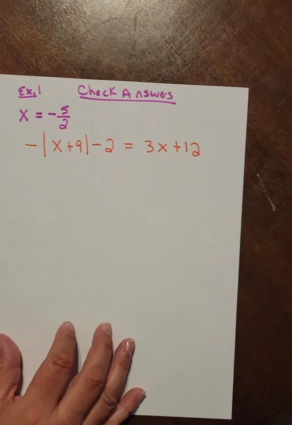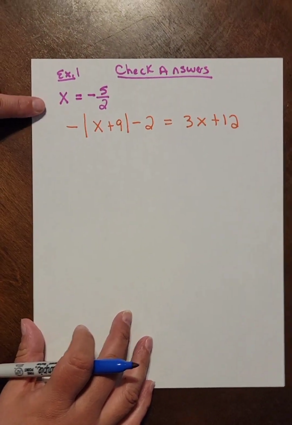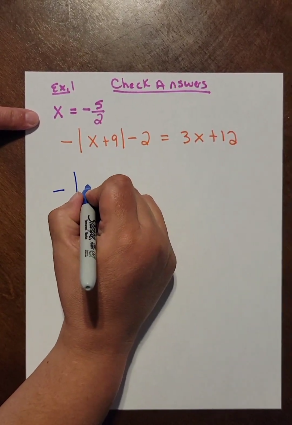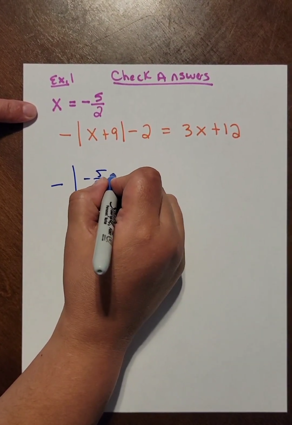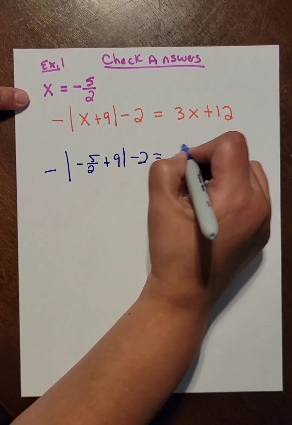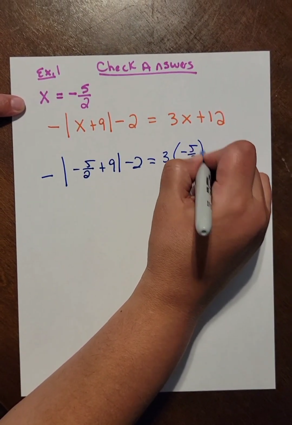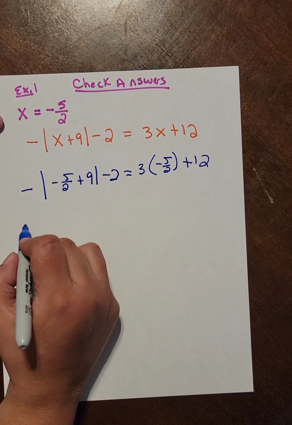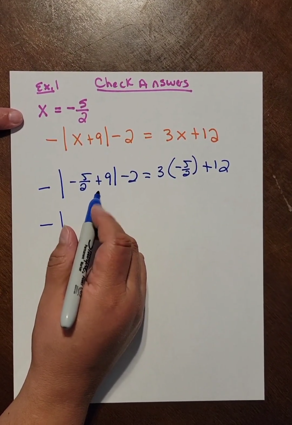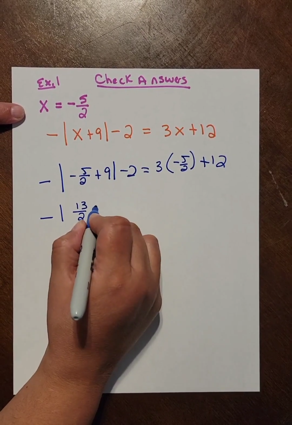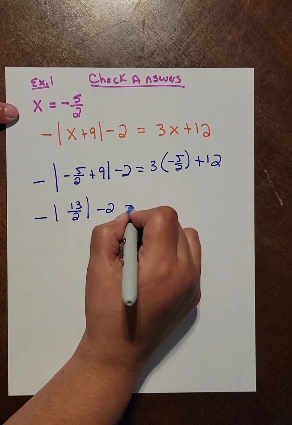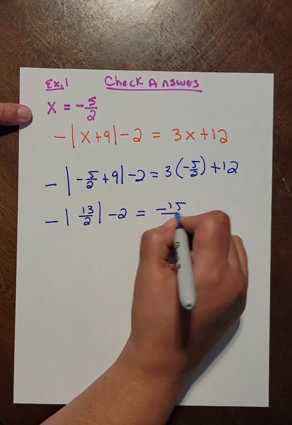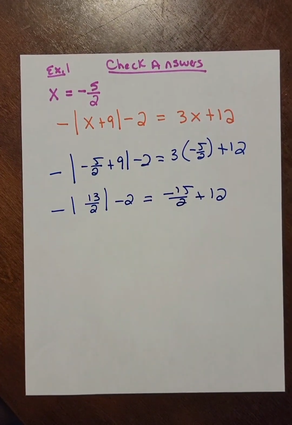Now I have to plug in my second answer to see if that one is also a real solution or extraneous. So from here I had x equals negative 5 over 2. So I replace x with negative 5 over 2 on both sides. Next, I'm going to combine the like terms inside. So negative 5 over 2 plus 9 is going to be 13 over 2. And when I multiply 3 times negative 5 over 2, I get negative 15 over 2 plus 12.